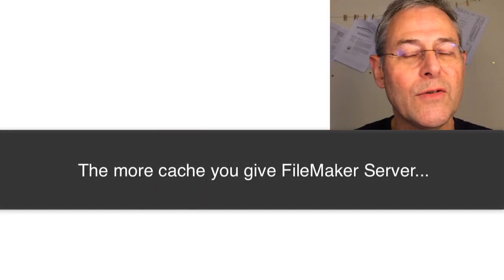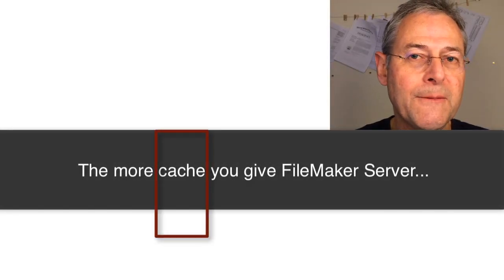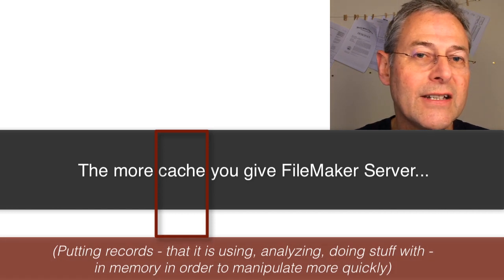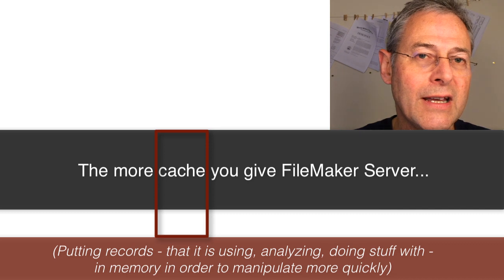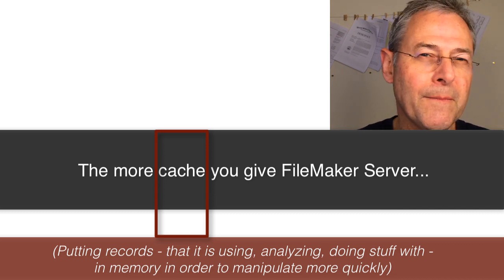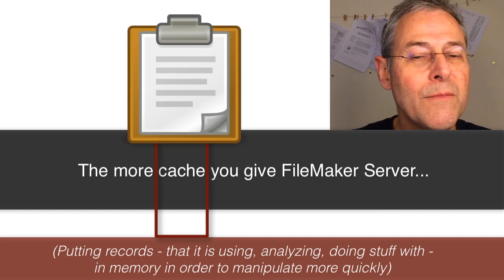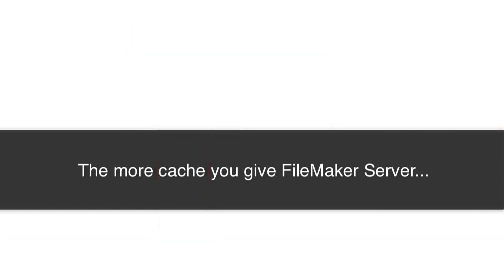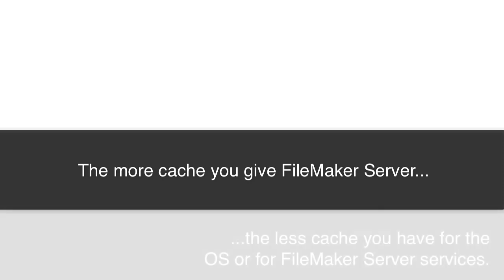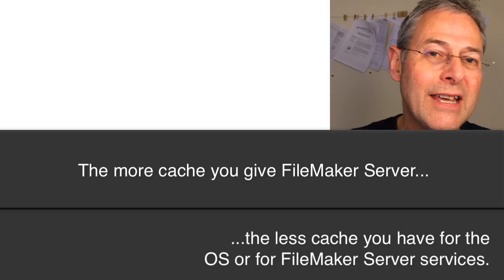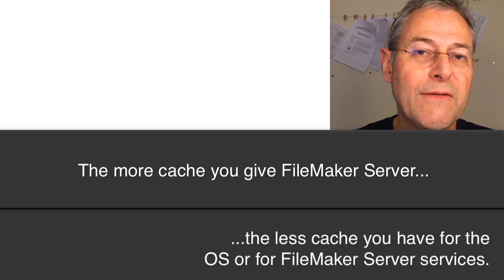Part of the reason why you don't want to give it too much is that cache is where FileMaker Server puts records that it's using, analyzing, and doing stuff with in memory in order to manipulate them more quickly. So it's like a great big pasteboard or clipboard that it can use. But if you grab part of your machine's memory to be FileMaker Server cache, it can't be used to run the operating system, and it can't be used to run the FileMaker Server services either. So you need to be really very careful about what you do.